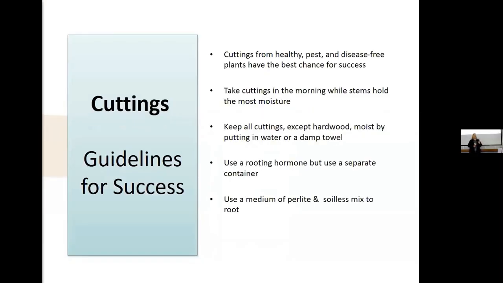So, cuttings. We're going to talk about stem cuttings today, and we're going to talk about herbaceous, softwood, and hardwood. And some general rules of thumb. You want to make sure that you are taking cuttings from healthy plants. You don't want to propagate a diseased plant necessarily, because the disease will stay with it.